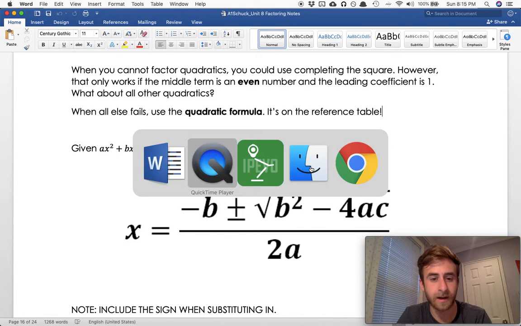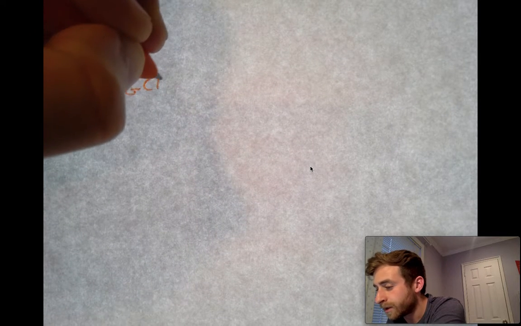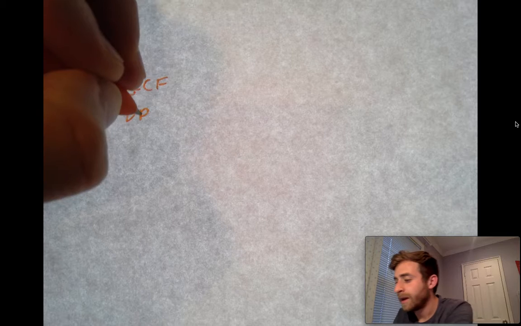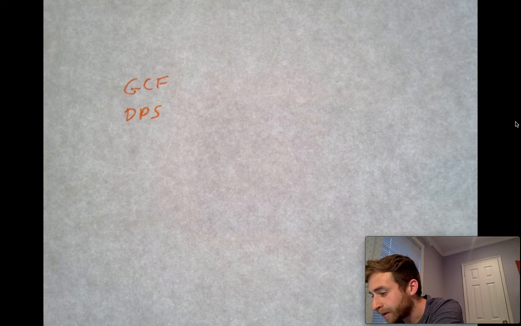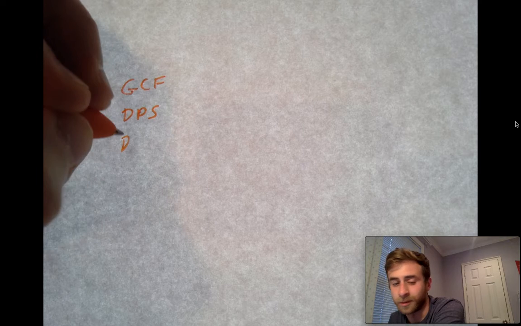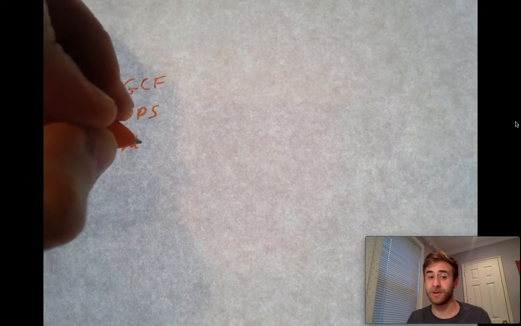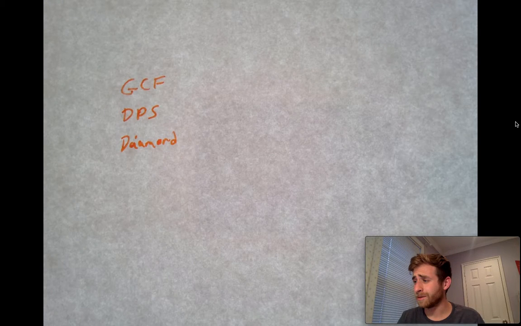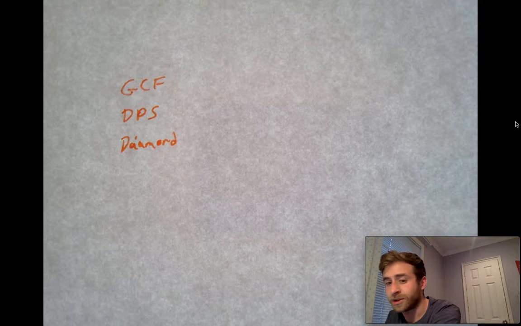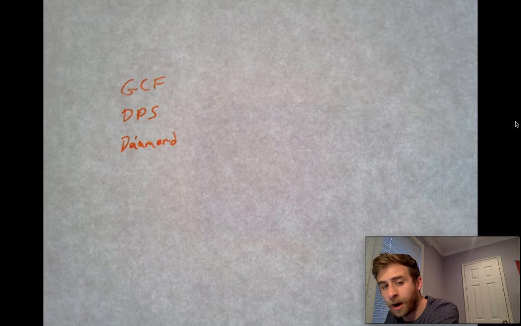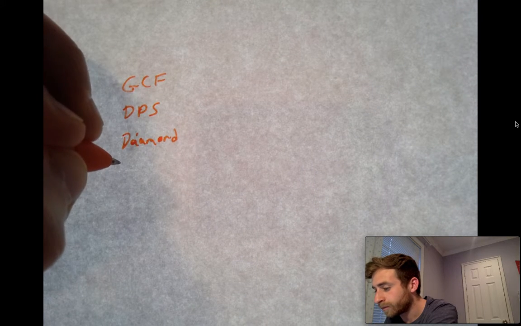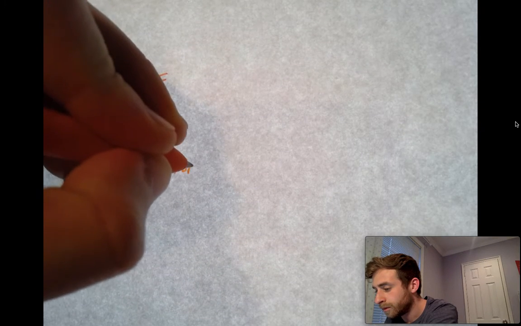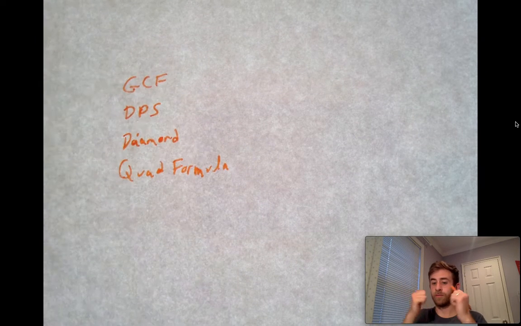So first I'm just going to say, all right, so far we have seen GCF factoring, difference of perfect squares factoring, and diamond factoring. Clearly you can see that my computer's having a little trouble keeping up on the document camera over here, but it's okay. So the last thing that we're going to see here is the quadratic formula.